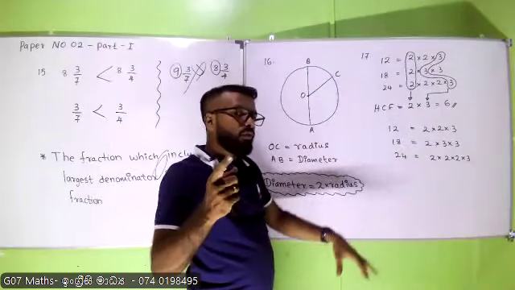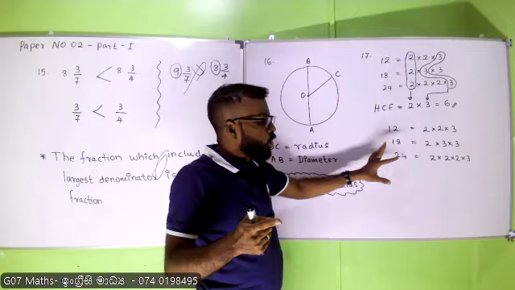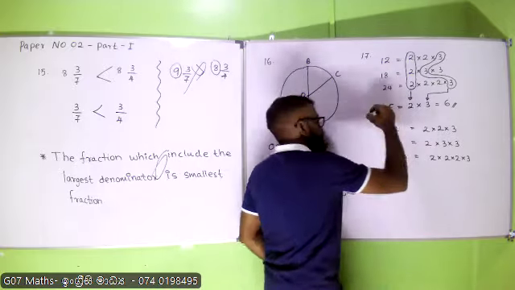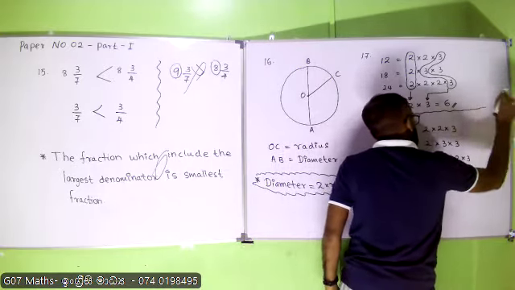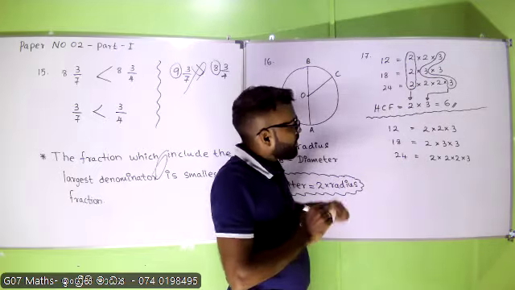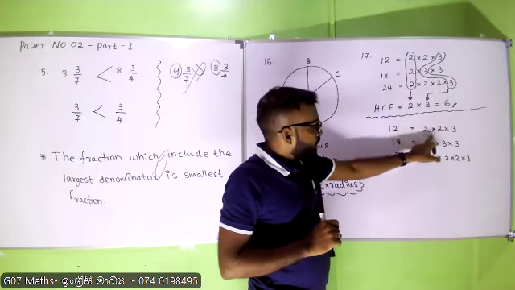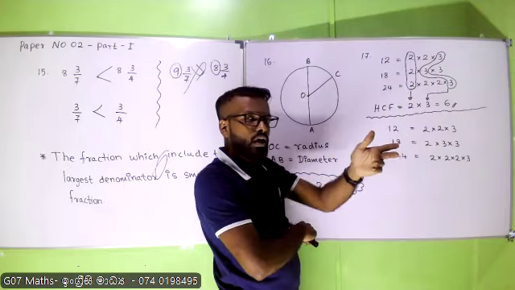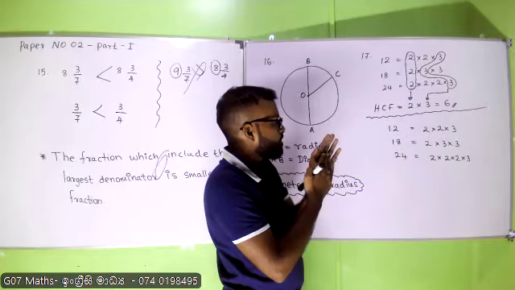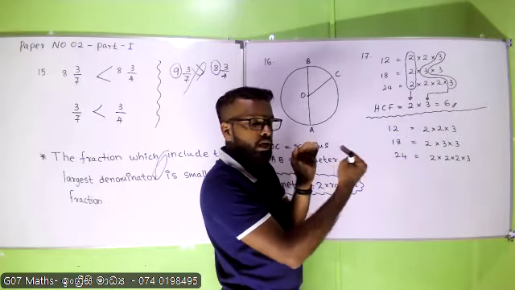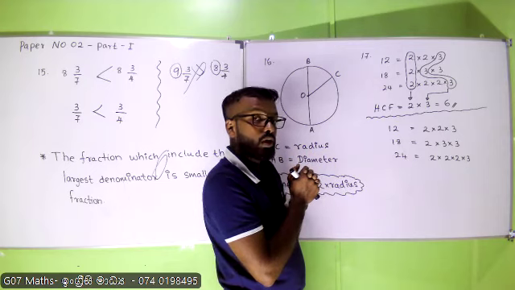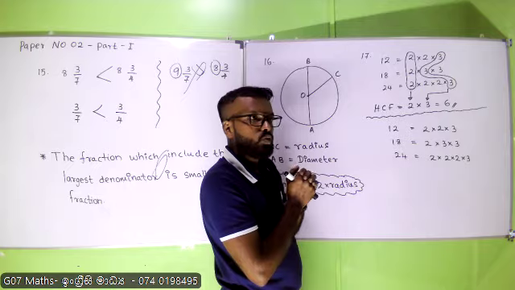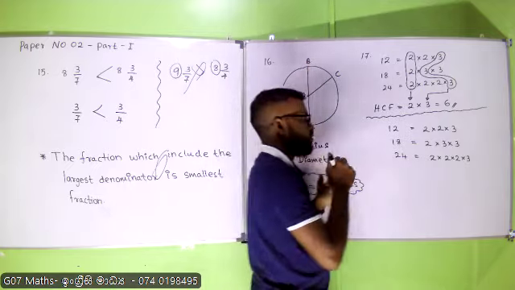Now you are going to find the lowest common multiple, LCM. So this is for HCF, this is for LCM. How are you going to write this 2 times 2 in another way? How are you going to write it in index form? 2 times 2 is 2 to the power 2.